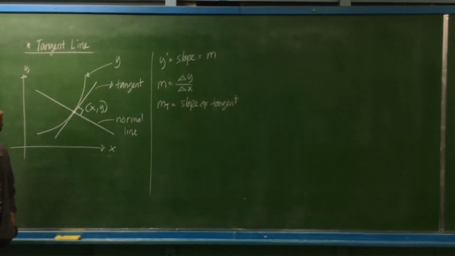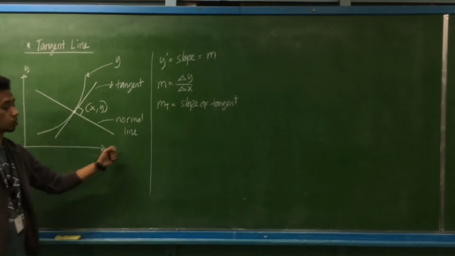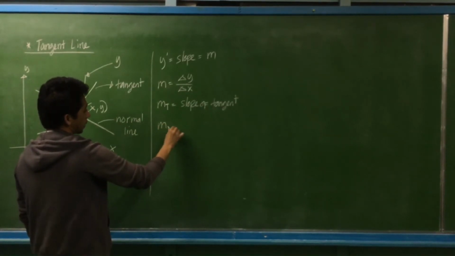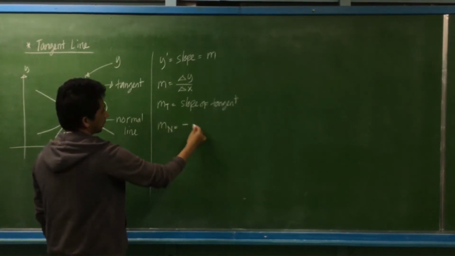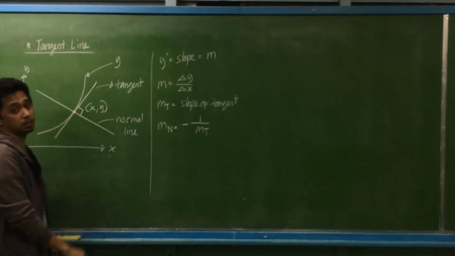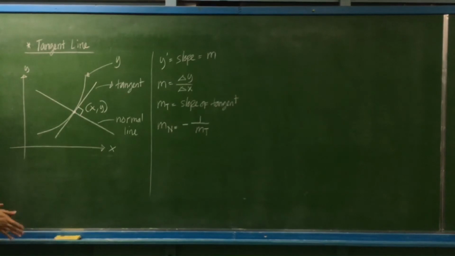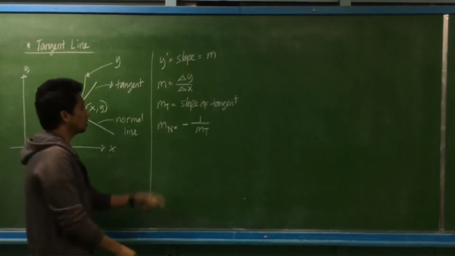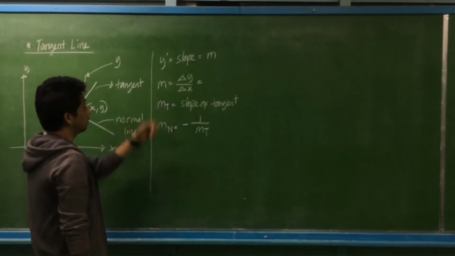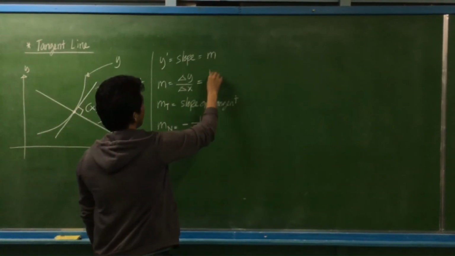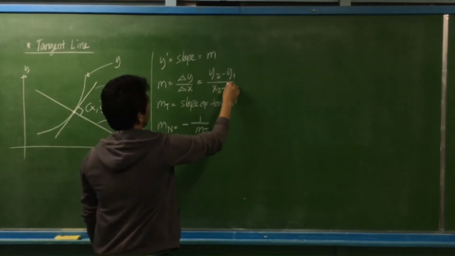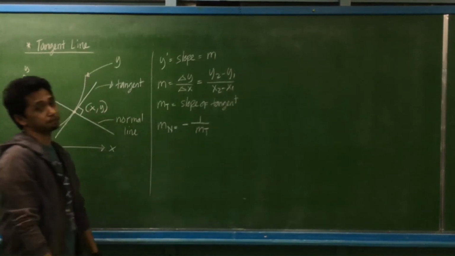If m sub t is the slope of the tangent line, how do we determine the slope of the normal line? The slope of the normal line, m sub n, is equal to the negative reciprocal of the slope of the tangent line. Okay? So that is the slope of the normal line. Or, how do we determine the slope of a given line from your analytic geometry? It is y sub 2 minus y sub 1, divided by x sub 2 minus x sub 1.